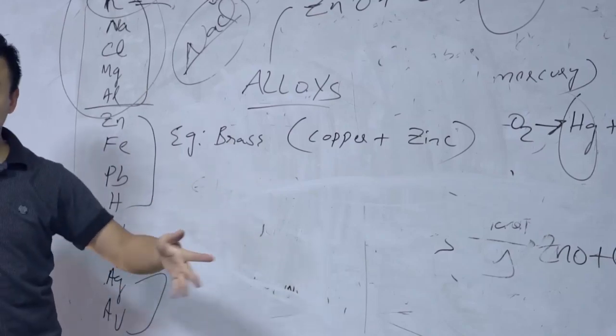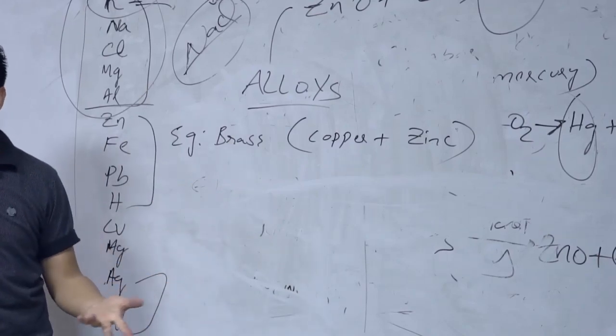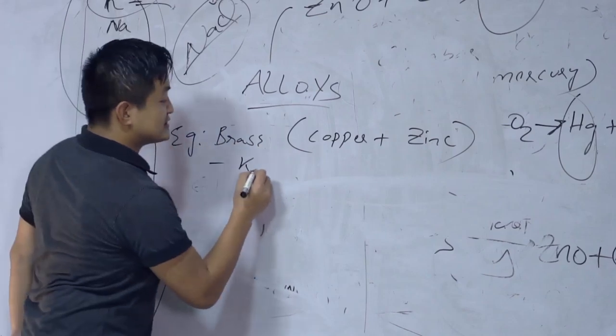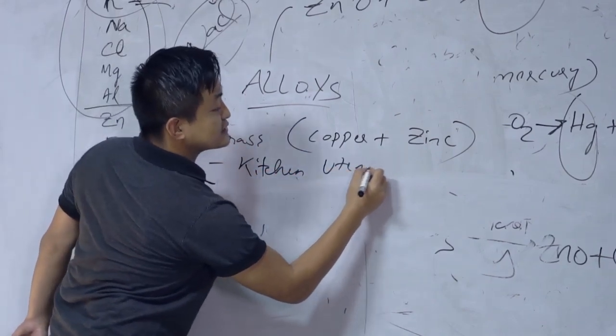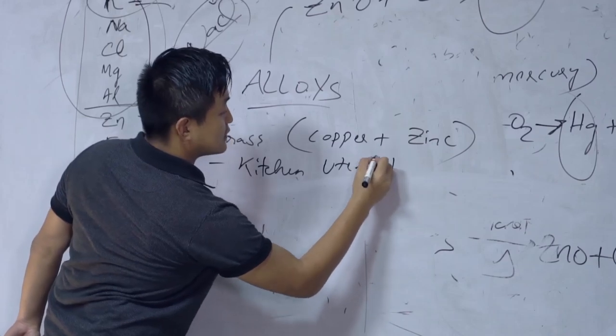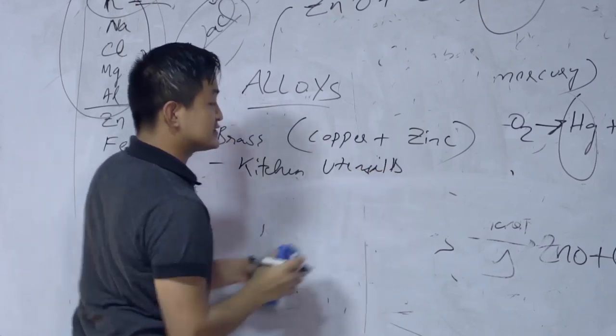Where do we use it? Kitchen utensils. Kitchen utensils are all made of brass.